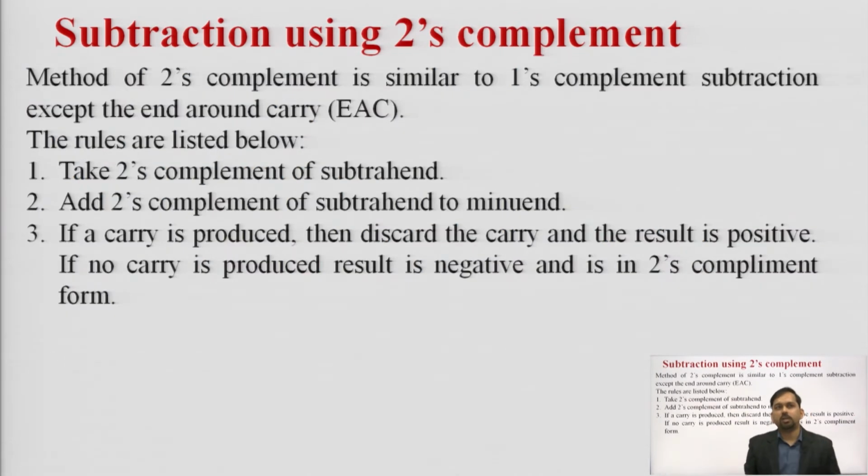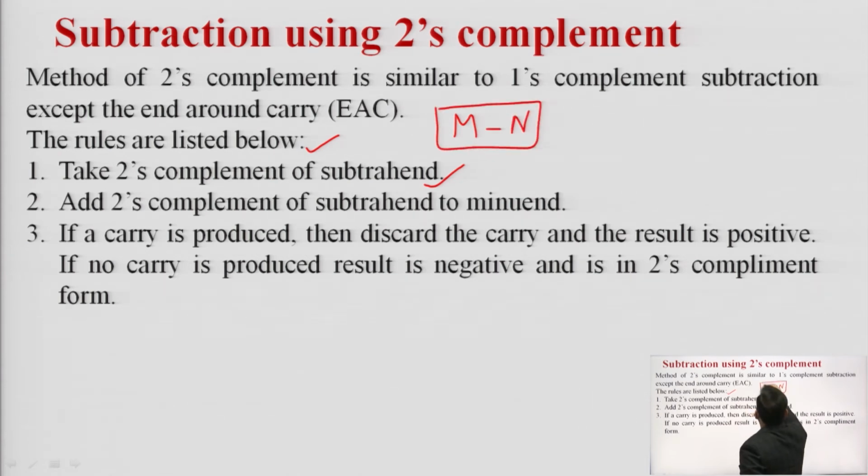Now let's see the method for the twos complement. Again some steps remain the same. First, what are the rules? Take the twos complement of the subtrahend. Again let me clarify what is subtrahend and minuend over here. This is the subtrahend and this is the minuend, capital M. So we take the twos complement of the subtrahend, which is N, and then add it to the minuend, which is capital M.